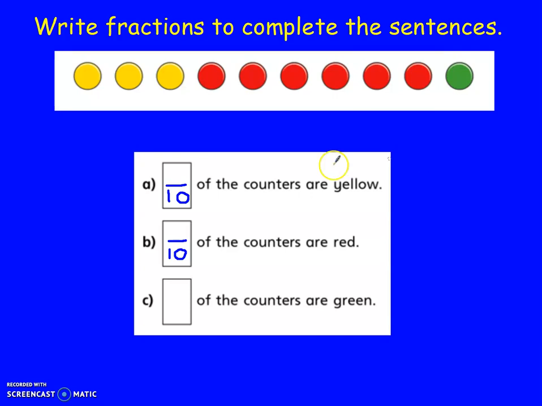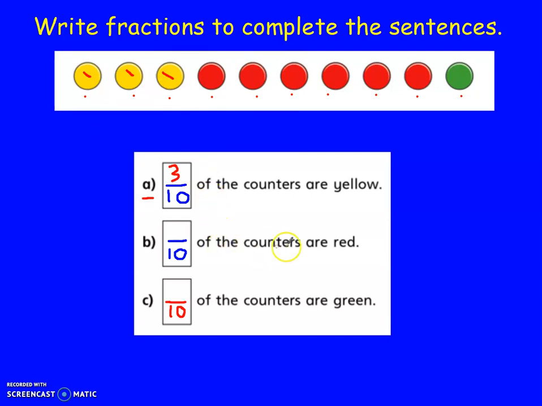So let's have a look, let's go through it. So we know that we've got 10 counters. 1, 2, 3, 4, 5, 6, 7, 8, 9, 10. So our denominator is always going to be 10. The first question, A, asks us how many tenths of the counters are yellow. So we've got 1, 2, 3. 3 tenths of the counters are yellow.